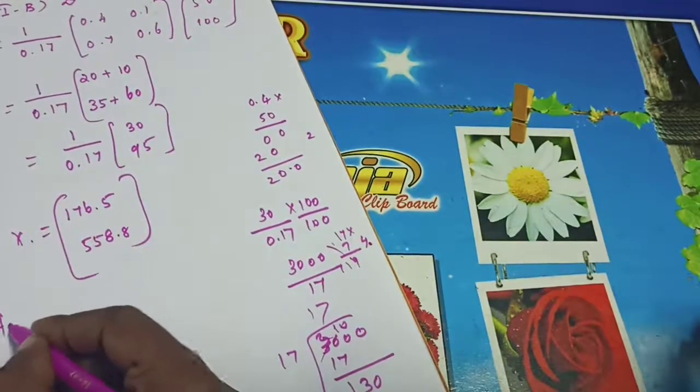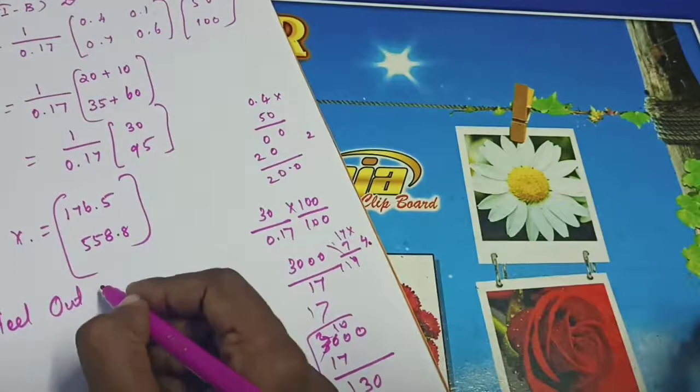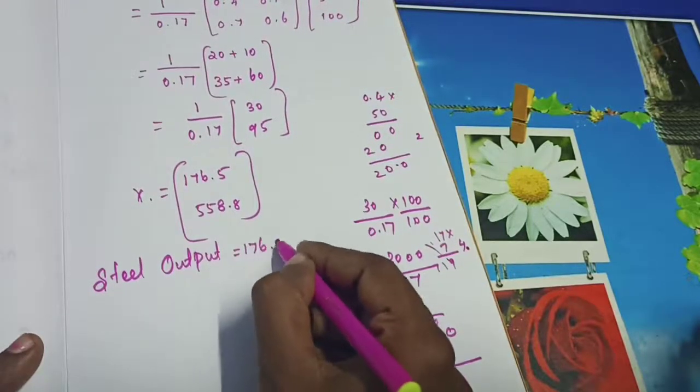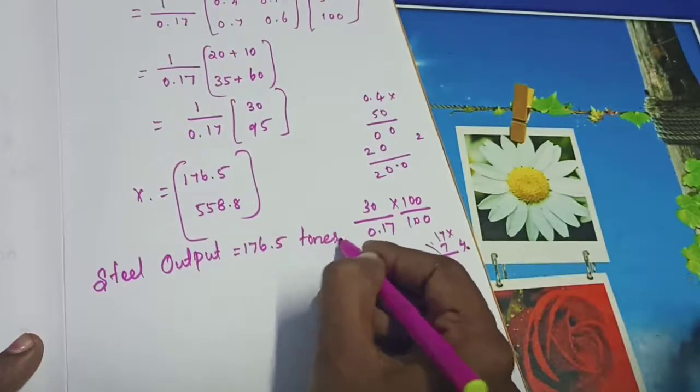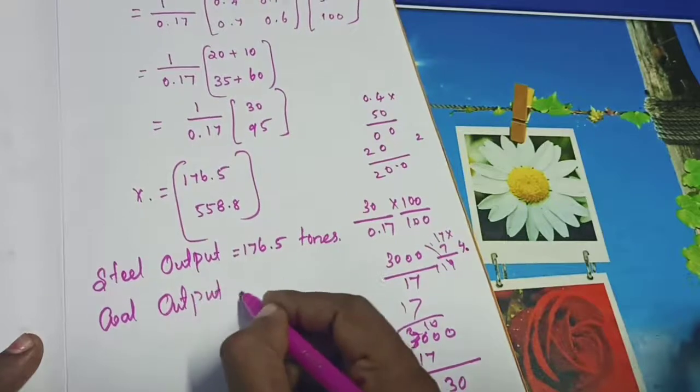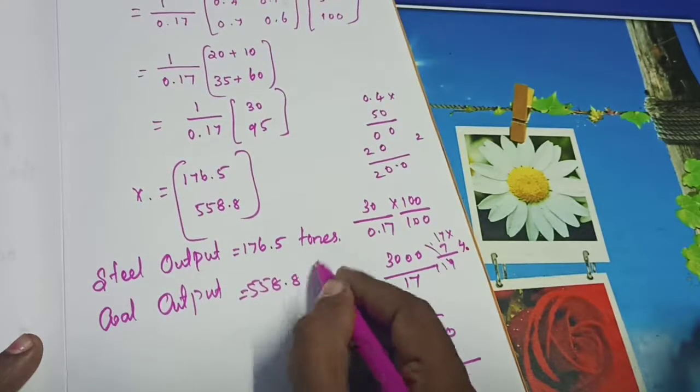Now we are going to write the output. Steel output is 176.5 tons. Next, coal output is equal to 558.8 tons.